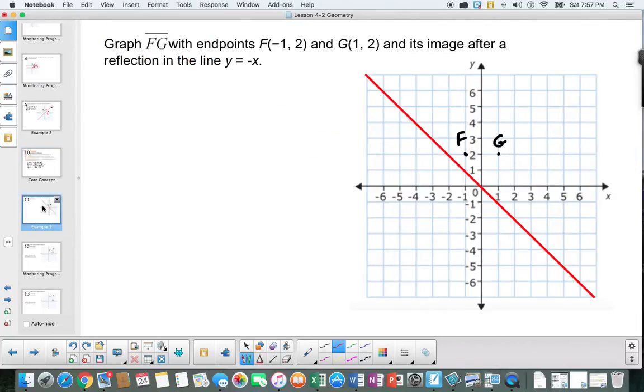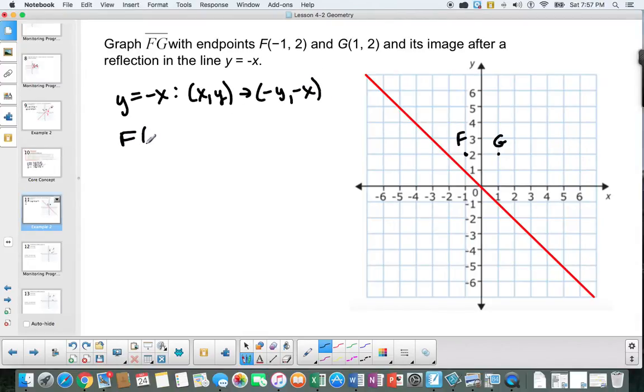Okay, let's take a look at this problem. We're going to reflect across y equal to opposite of x. And so I'm going to write down the rule from the previous page. So y equal to opposite of x. The rule is x comma y maps to opposite of y, opposite of x. So we're going to follow that rule and graph it.